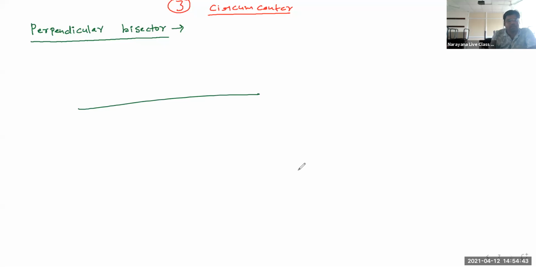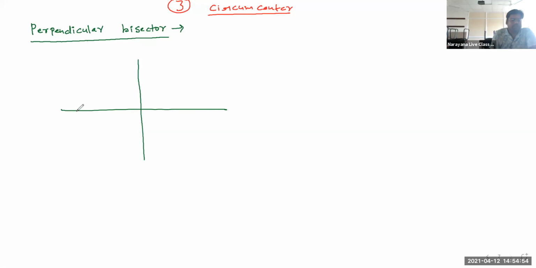Actually, perpendicular bisector I have already taught you. I have told many things about perpendicular bisector. I've also taught you the locus. So in locus, I have taken one question in which the perpendicular bisector term comes first. So what is perpendicular bisector?